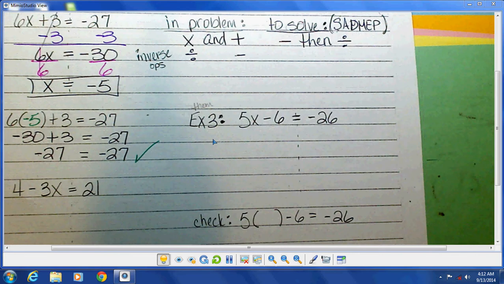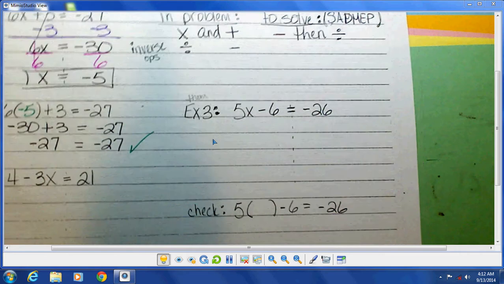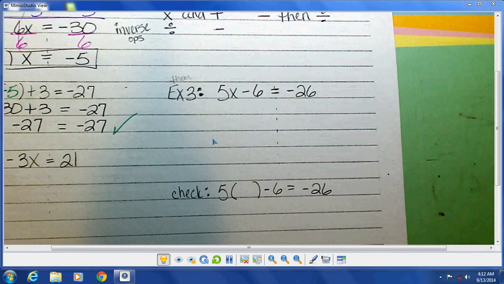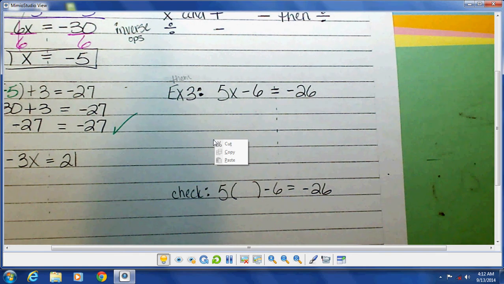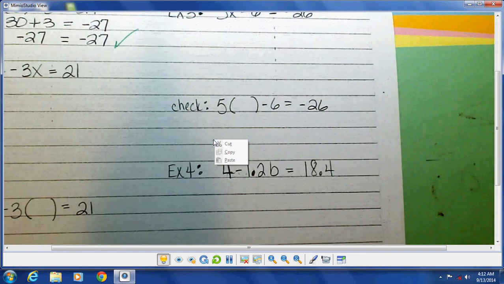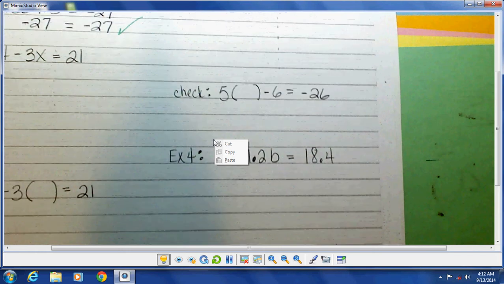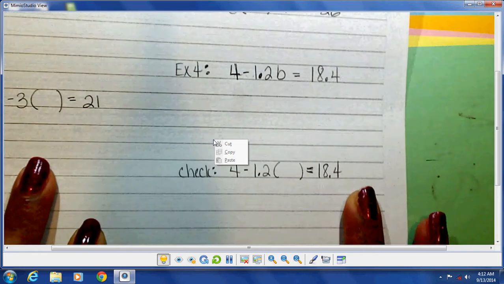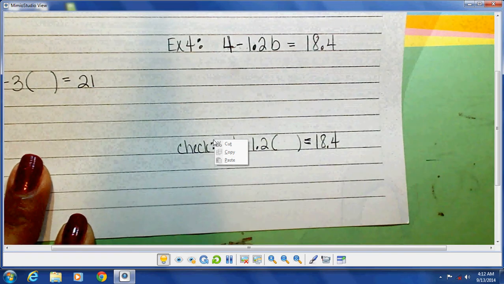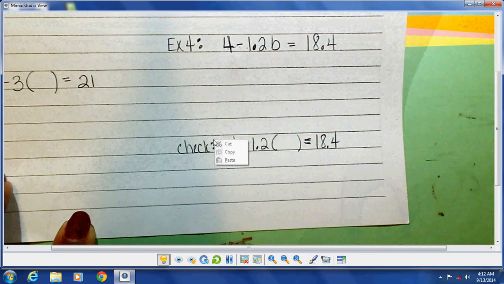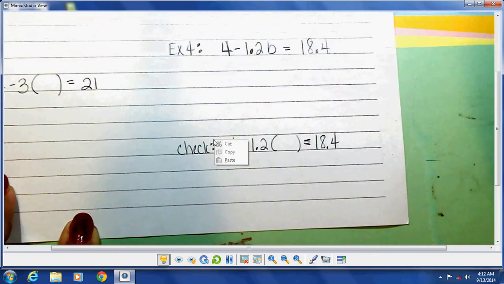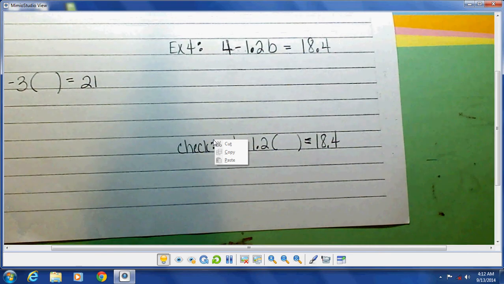Okay, we now have examples 3 and 4 on the right side. And I'm even going to be nice, and I'm going to go ahead and do example 4 for you, and you will do example 3, and we'll check it in class. So we have decimals in this example, but you should know decimal operations, so it should not be a problem.